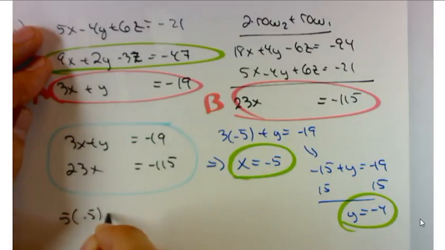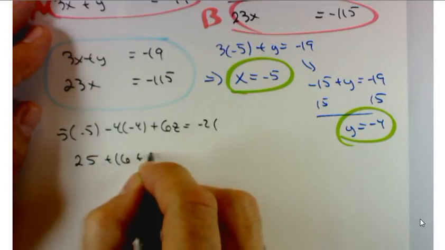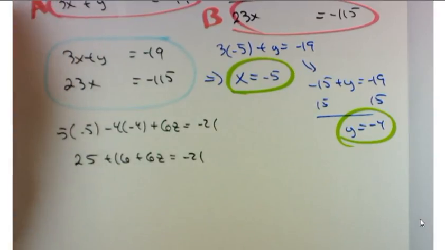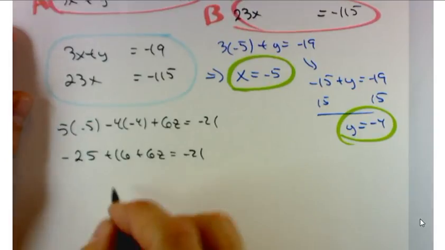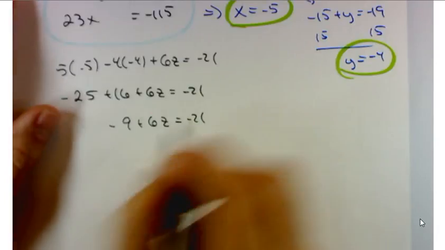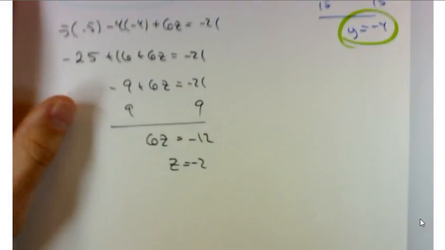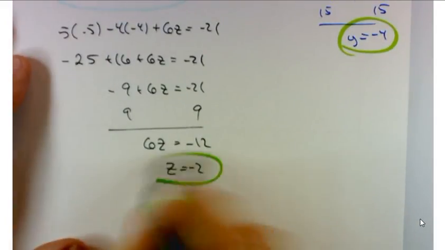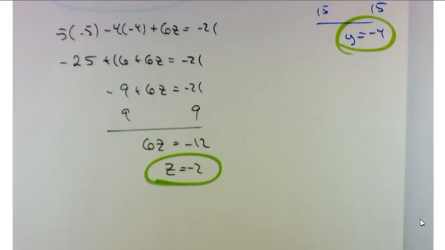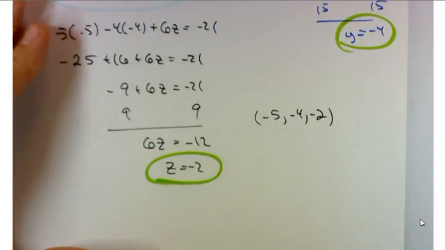5 times -5 minus 4 times -4 plus 6z equals -21. So -25 plus 16 plus 6z equals -21. So that's -9 plus 6z equals -21. Add 9 to both sides. 6z equals -12, so z equals -2. -5, -4, -2 is your solution on that one.